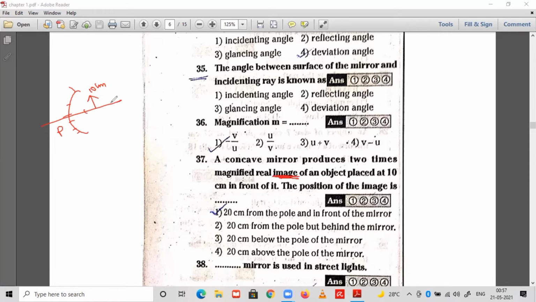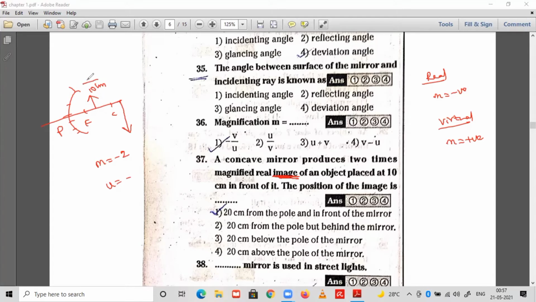Magnified real image means the object will be placed between F and C only, then only you will get the real image, and it will be the enlarged image. For the real image, the magnification is negative. For the virtual image, the magnification will be positive. Remember this. The object distance is 10 centimeters.